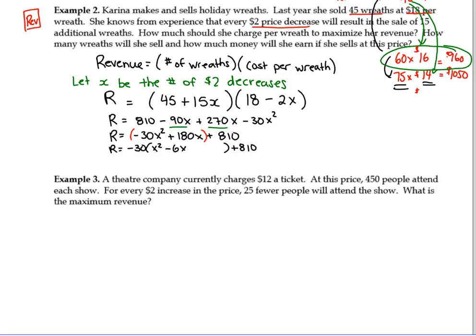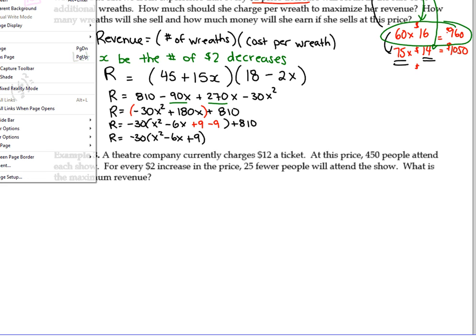And then the 810 is outside. Negative 6 divided by 2 squared. What does that equal? 9. So add 9. Subtract 9. We need to bring which one outside? The negative 9. So this becomes negative 9 times negative 30.